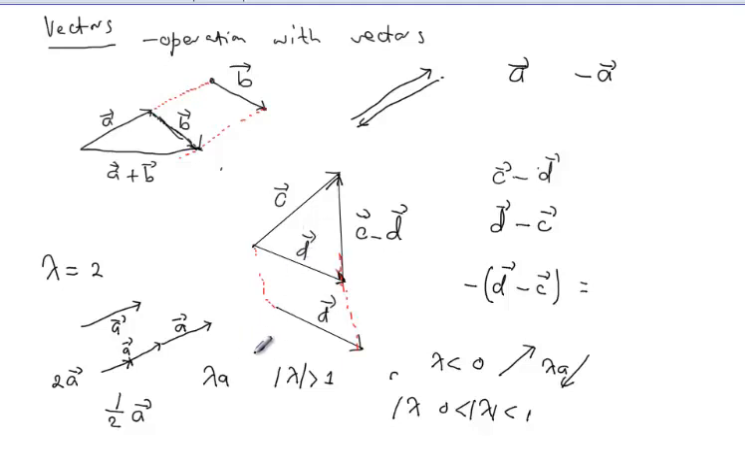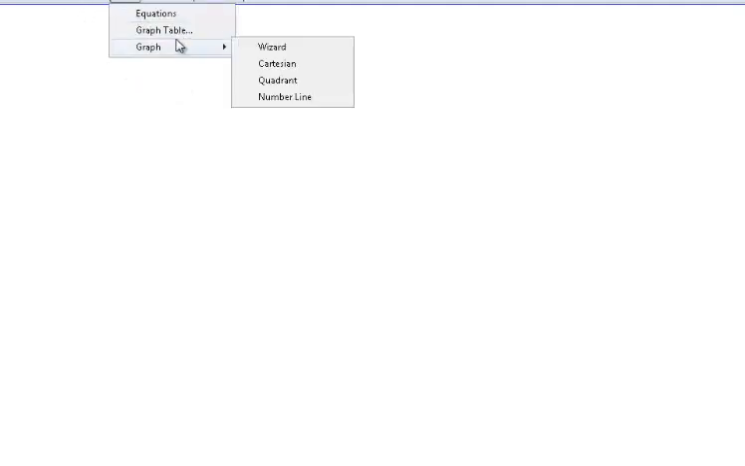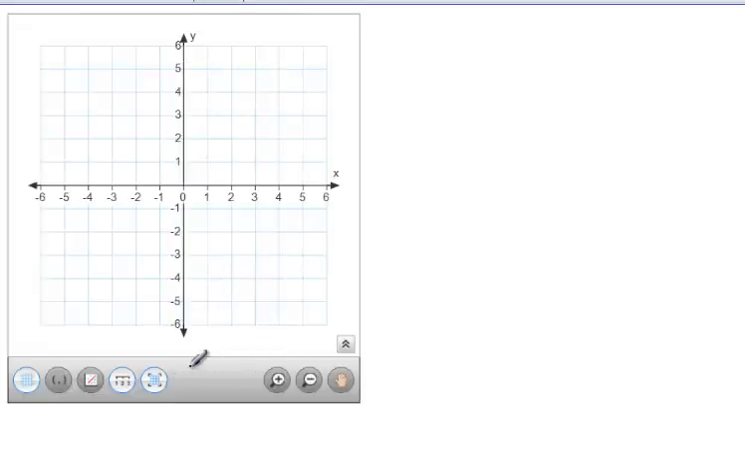But the problem is, working with vectors this way, I think, is a bit challenging. It's quite challenging altogether. But what comes to our rescue when we are working with vectors is the Cartesian system of coordinates. You know about this, isn't it? The Cartesian system of coordinates.